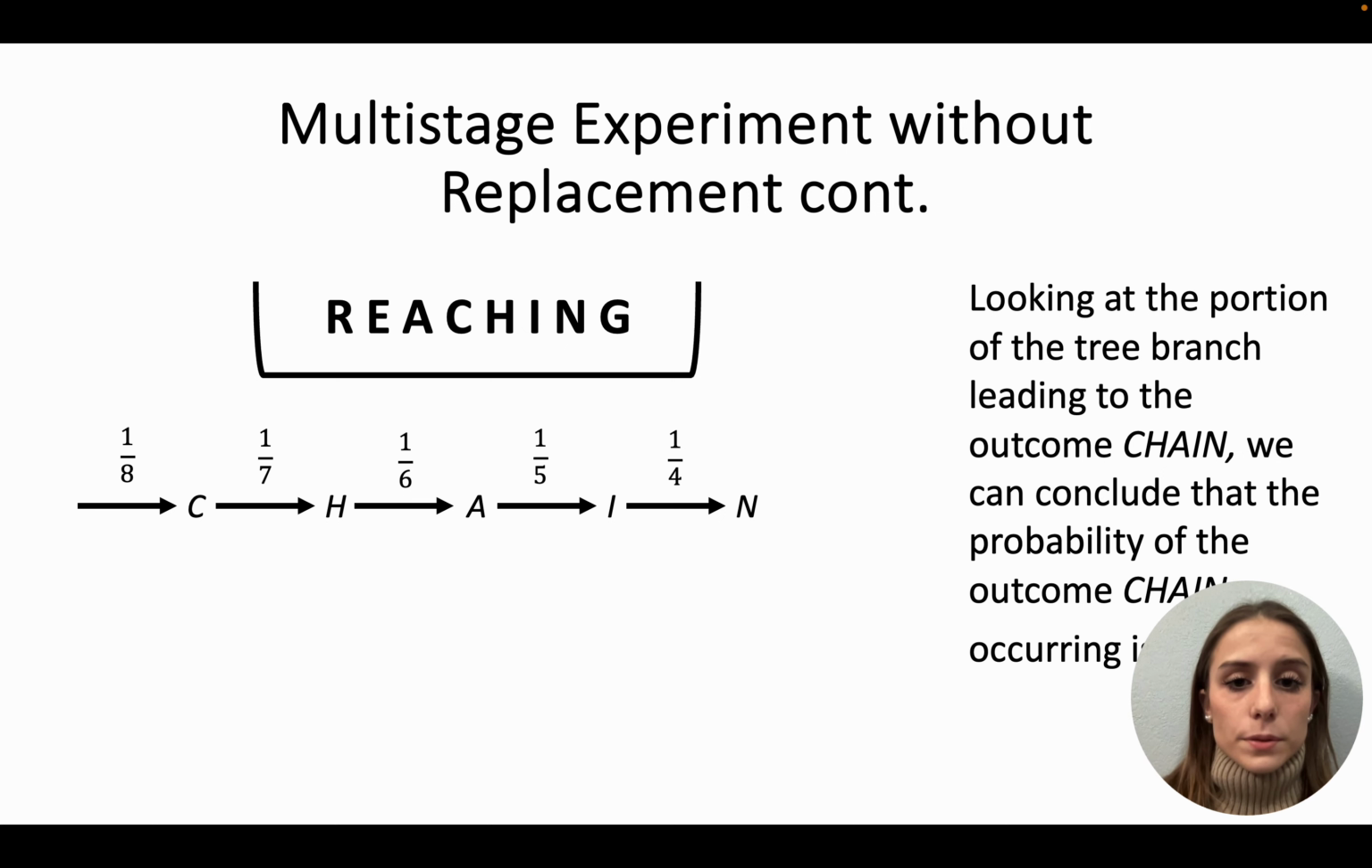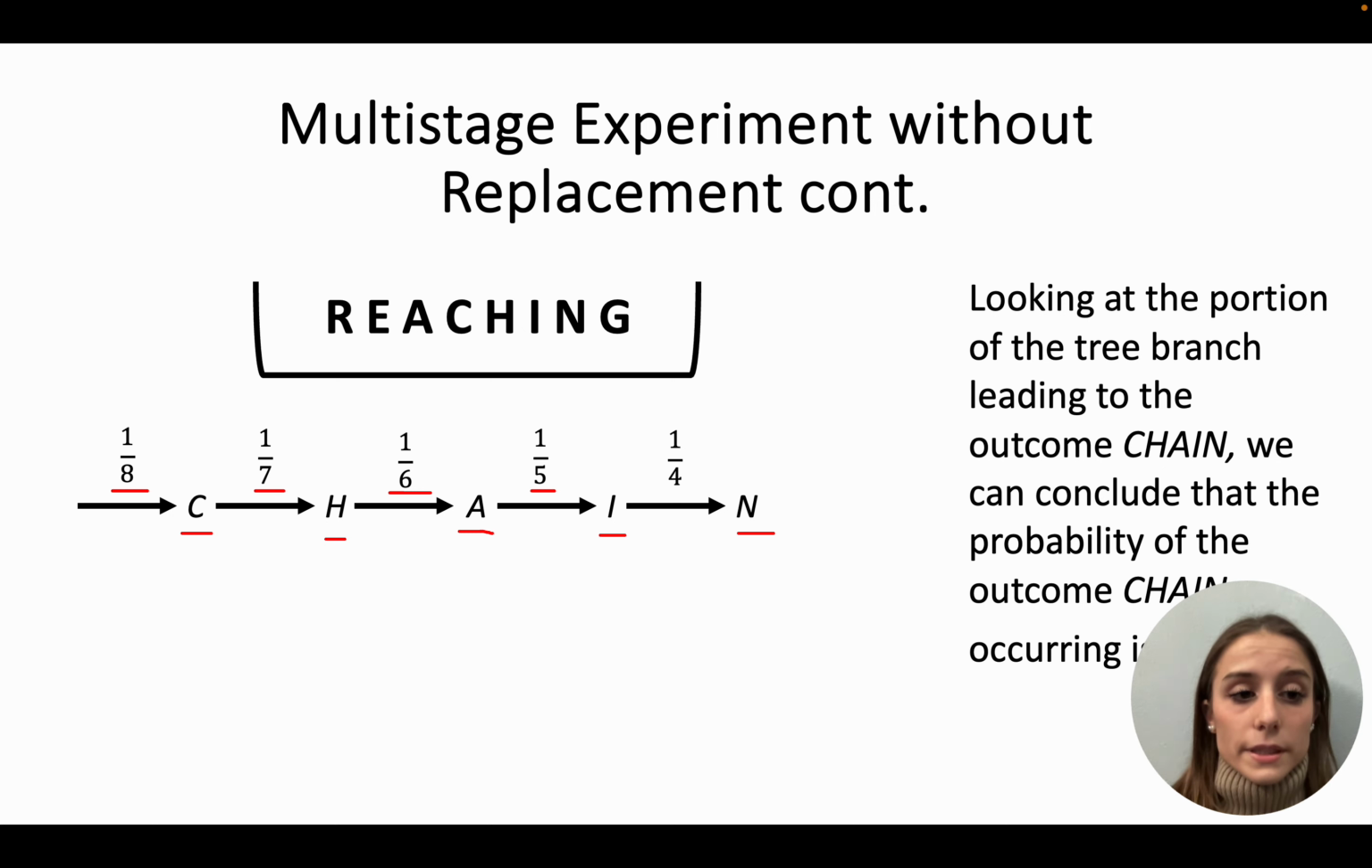Looking at the portion of the tree branch leading to the outcome CHAIN. We have without replacement, so you have a 1/8 chance of drawing a C. Once that C is gone, there's going to be 7 letters left, so there's a 1/7 chance of getting an H. Then there's 6 letters left, so you have a 1/6 chance of drawing an A. After that, there's 5 letters left, so 1/5 chance of drawing an I. And after you draw that I, there's a 1/4 chance of getting an N.